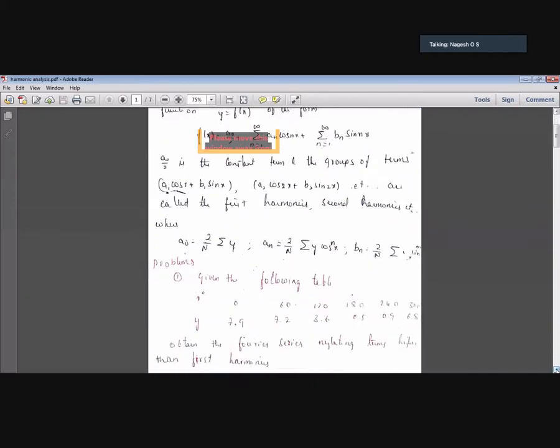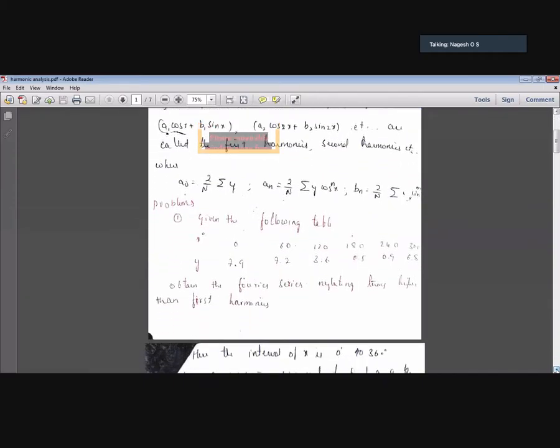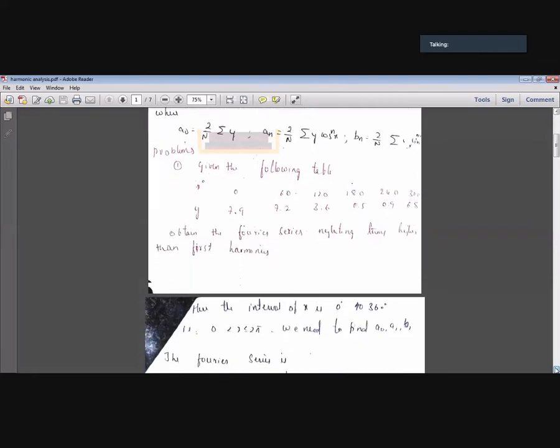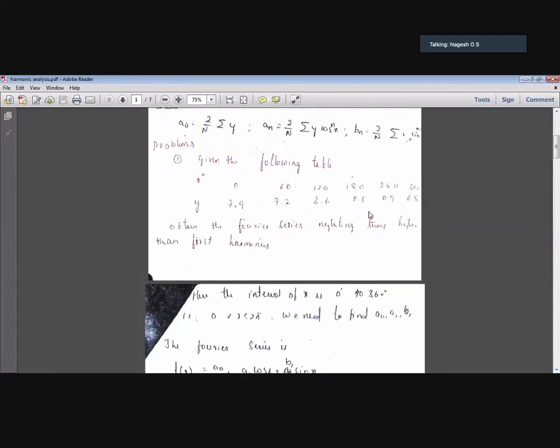Okay, we'll go to the first problem. Take out your calculator. This is very easy. If you have a calculator and if you know how to solve, take out your calculator, write this problem. I'll explain how to solve this.